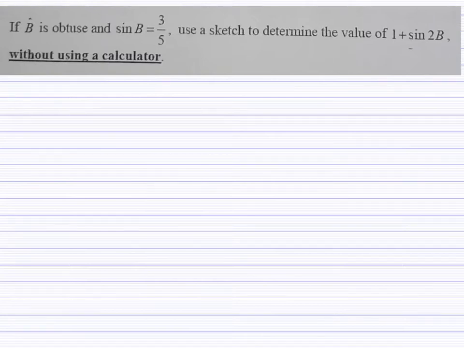Hello again, grade 12s. The question reads as follows. If b is obtuse and sine b is equal to 3/5, use a sketch to determine the value of 1 plus sine 2b without using a calculator.